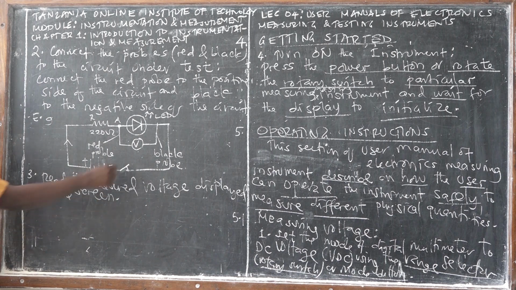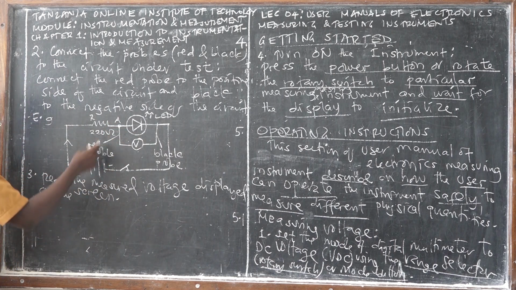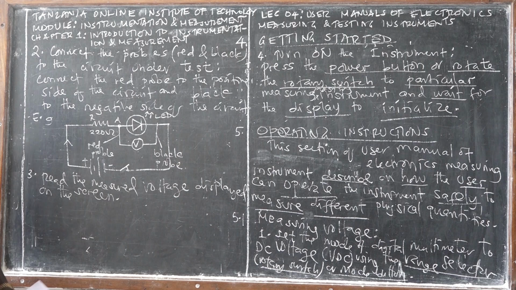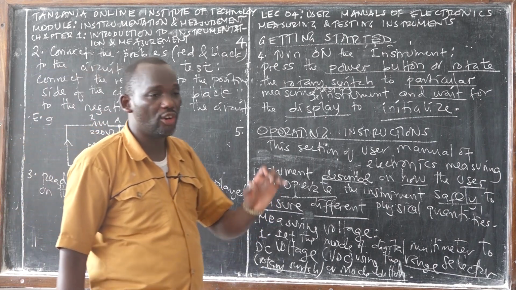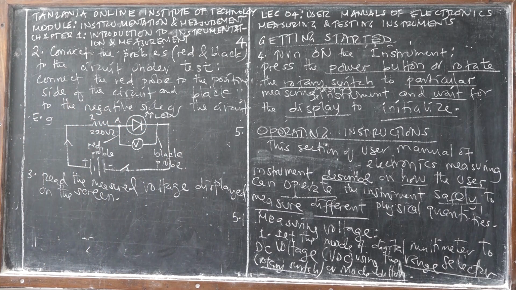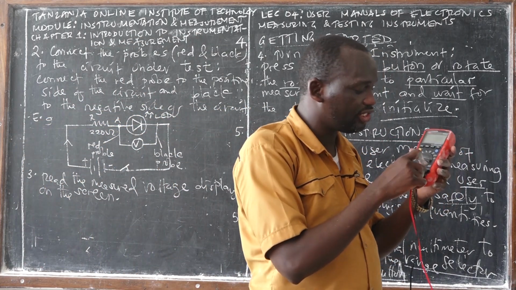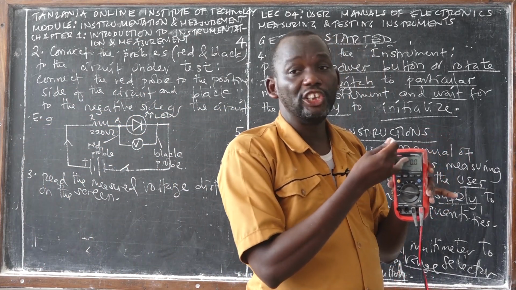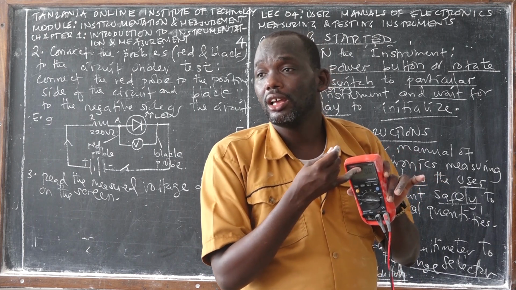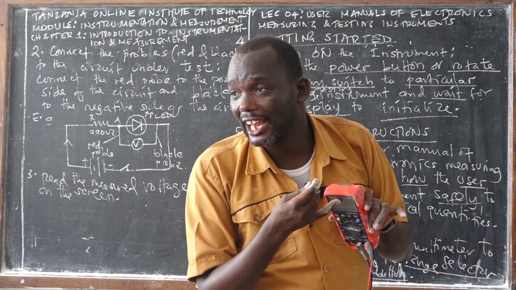So the display will display the amount of voltage flowing through this light emitting diode. So you have to read it on the display. The measured DC voltage, where are you going to read it? On the display of your digital voltmeter. Are we together, class?